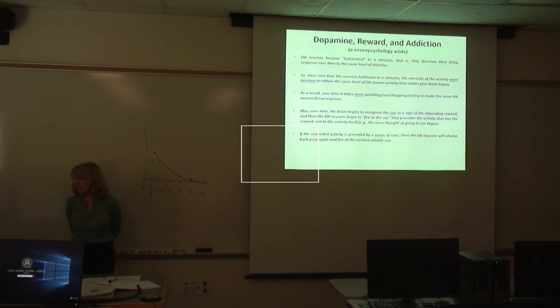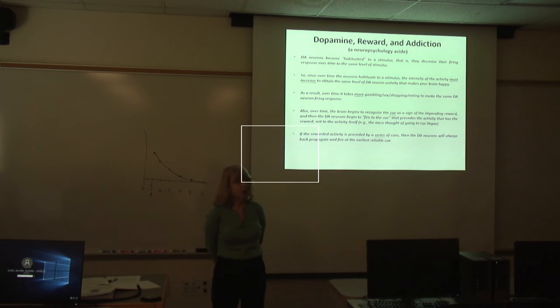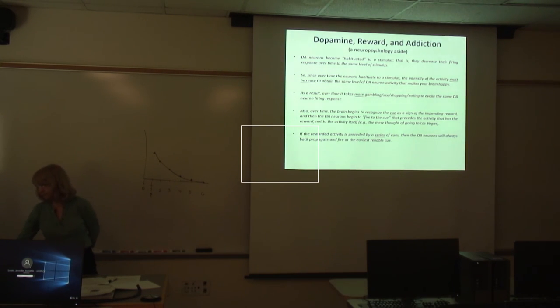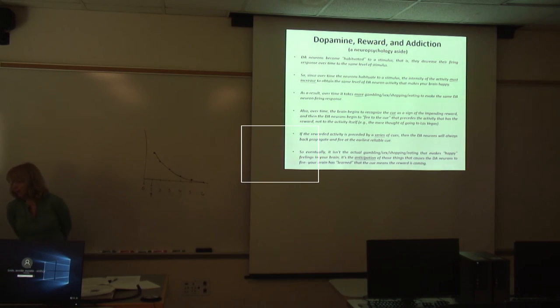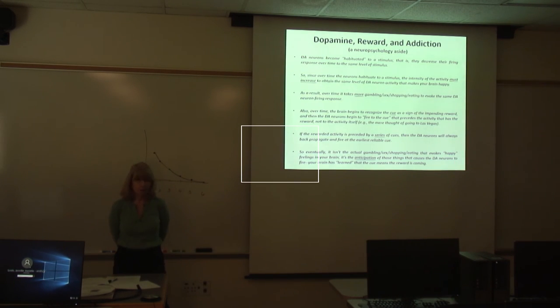If the rewarded activity is preceded by a series of cues, the dopamine neurons will always back propagate and fire to the earliest reliable cue. They only fire once. When you get whatever signal you learn that means something, that's when they will fire. So eventually, it isn't the actual gambling, sex, shopping, or eating that evokes a happy feeling. It's the anticipation of those things that causes the dopamine neurons to fire. Your brain has learned very effectively that the cue means the reward is coming. And it will do a little calculation and fire itself based on past experience.